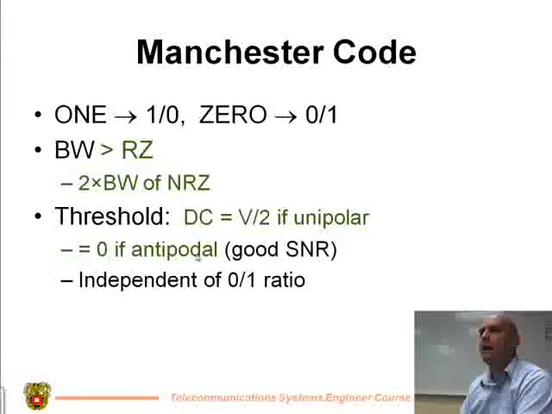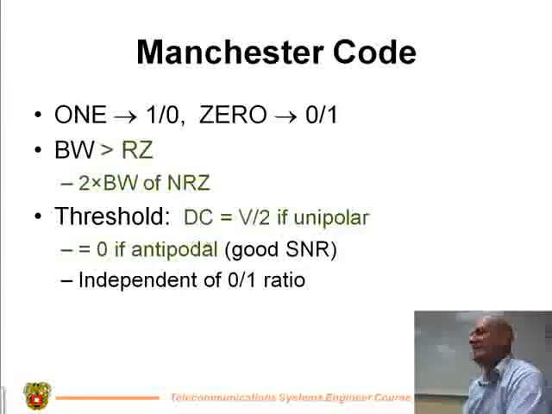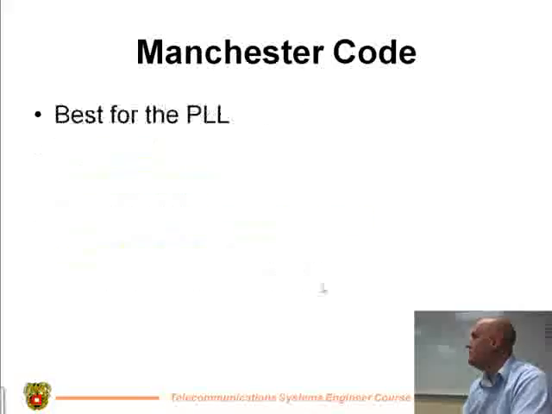And yes, Major McCreary, I see that this does look like minus equals 0, which doesn't make much sense. So I'll fix the bullets. It's independent of the 0 to 1 ratio, which is nice, and it's by far the best for a phase lock loop because there's always a transition on every bit, and sometimes 2 transitions per bit. Make sense?